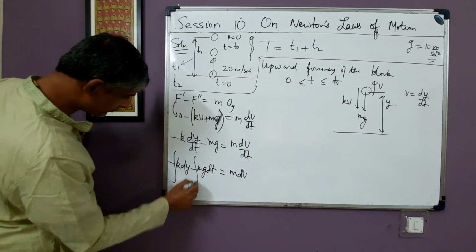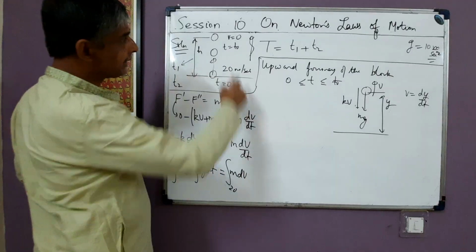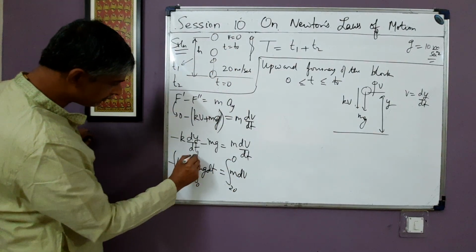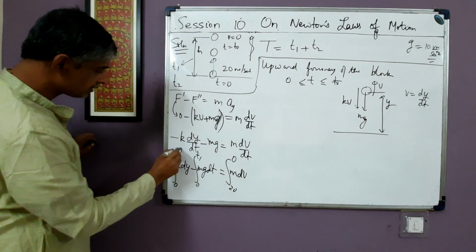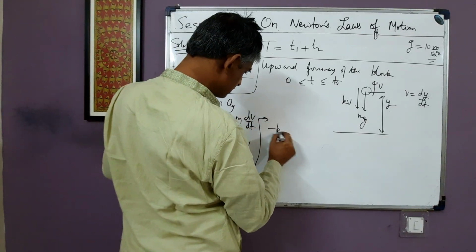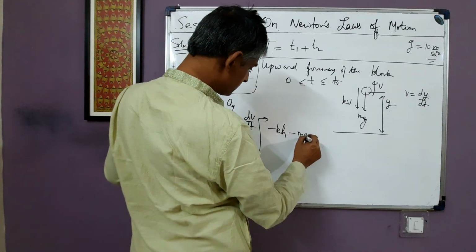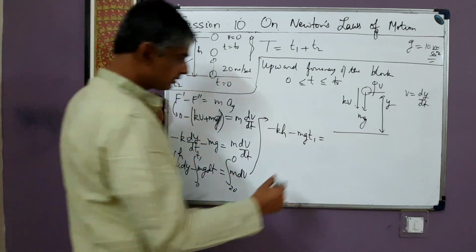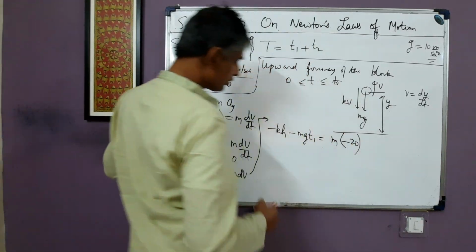Now I integrate this equation on both sides. The initial speed v naught was 20 meter per second, and at the highest point its speed becomes 0. The limit of t is 0 to t1, and y goes from 0 to the maximum height h. So we get minus kh minus mg, which is constant and comes outside, times the integral of dt from 0 to t1, which is simply t1. On the right, m comes outside and the integral of dv from 20 to 0 becomes minus 20, so the minus sign goes away.